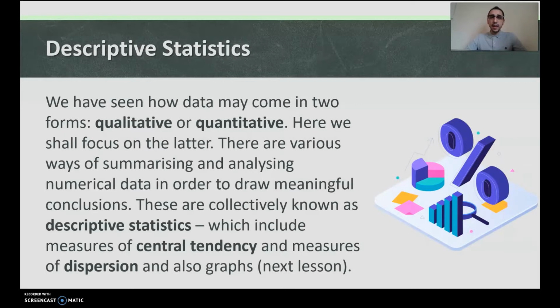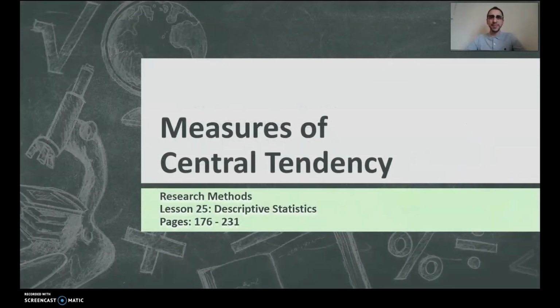We have seen how data may come into two forms, qualitative and quantitative. Here we shall focus on the latter, so quantitative. There are various ways of summarizing and analyzing numerical data in order to draw meaningful conclusions. These are collectively known as descriptive statistics, which include measures of central tendency and measures of dispersion, and also graphs, which we're going to learn about next lesson. Let's start with measures of central tendency.